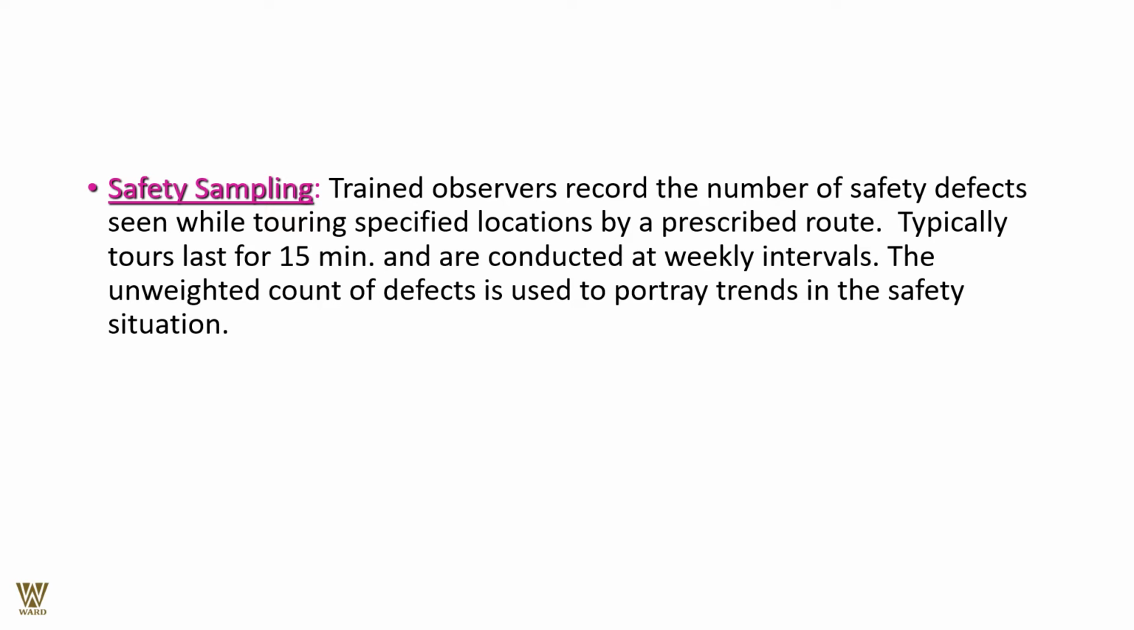The safety sampling is where trained observers record the number of safety defects seen while touring a specified location by a prescribed route. Typically, tours last for 15 minutes or are conducted at a weekly interval. The unweighted counts of defects are used to portray trends in the safety situation on an as-when basis. This is safety, if I may say so.